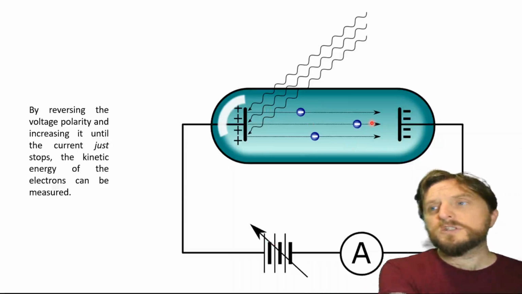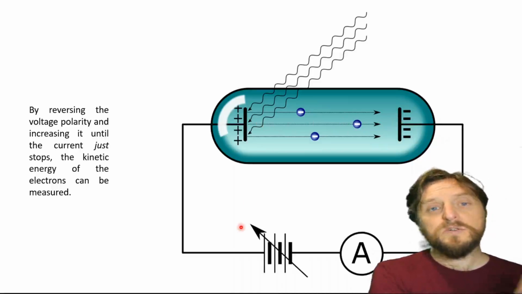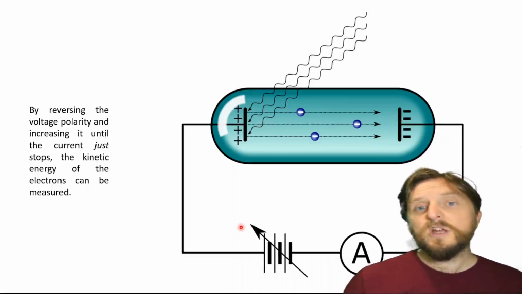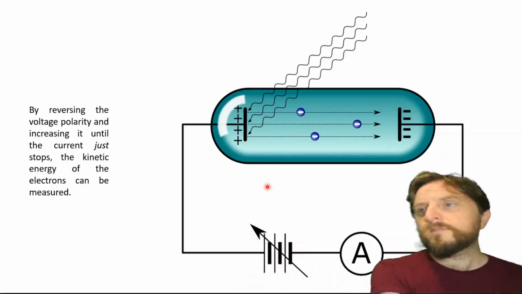And when the current just disappears, you know that even the most energetic electrons are not quite making it to the other side, and so you can use that to measure the kinetic energy of the electrons leaving that surface. The potential at which that happens is called the stopping potential.